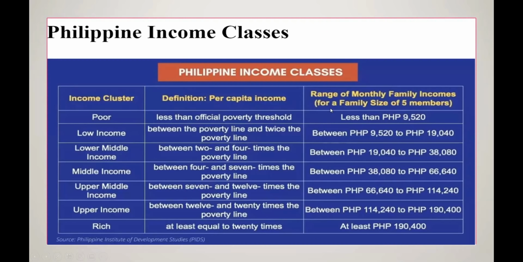So you will be considered poor if your monthly income is less than 9,520. And you can be considered middle income if your monthly salary ranges between 38,080 pesos to 66,640 pesos. Now, you will be considered rich if your income is at least 190,400 or more than that.